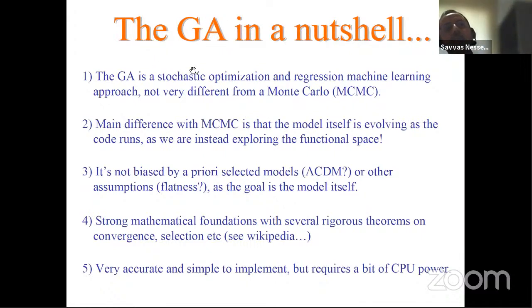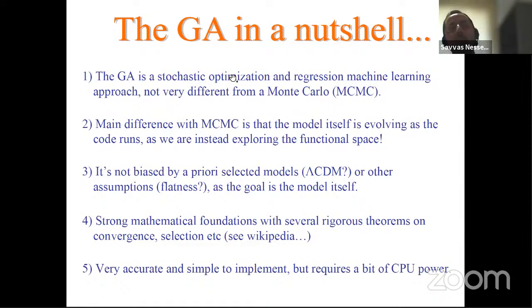So the GA is a stochastic optimization approach, and as I said, it's very similar to a Monte Carlo. Stochastic means random, and optimization means that we are trying to minimize some function. For us, this is usually a regular chi-square, but in principle, in other fields, it can be whatever. So the idea you have to remember is that it's just a stochastic optimization, which is quite similar to a Monte Carlo.